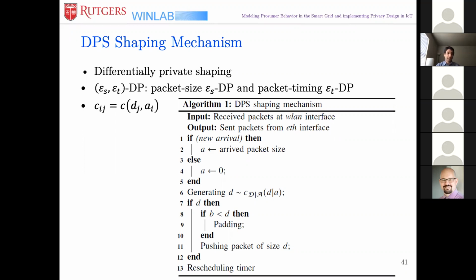In this scenario, A can be either 0 if the system receives no packet, or it can be equal to the size of the received packet. At departure time, if the buffer size is less than D, then the shaper uses a padding technique to make a packet of size D.